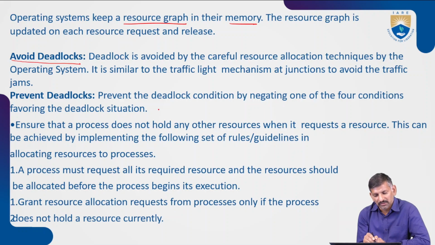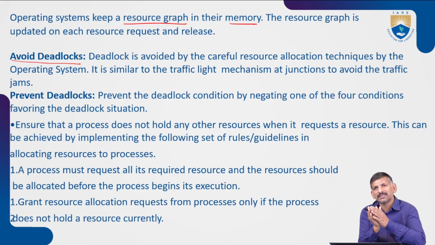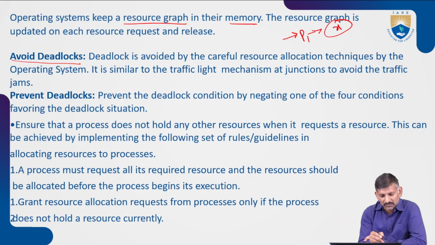Prevent deadlocks. Prevent deadlock condition by negating one of the 4 conditions favoring the deadlock situations. Those are: ensure that a process does not hold any resources when it requires a resource. Completion of resources takes some time. If any process sends a request and the requested process is taking time to provide it, release the resources from that process. Suppose process P1 requires some resource X. If process P1 takes some time to get this resource X, at that time, whatever resources are held by process P1 need to be released. Otherwise, whatever the time it is waiting for getting X is wasted. That is avoiding deadlocks. That is one of the points.